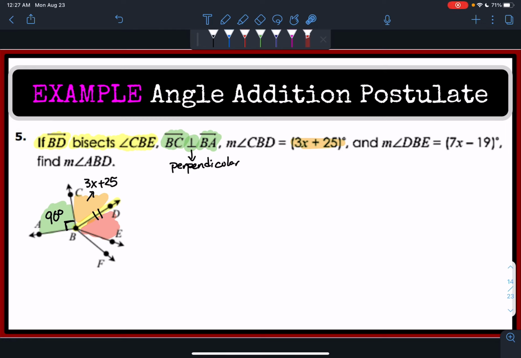The next information that's given to us is the measurement of angle DBE. So let me find point D to vertex B to point E, which is the red angle, that's equal to 7x minus 19. So let me just write that.